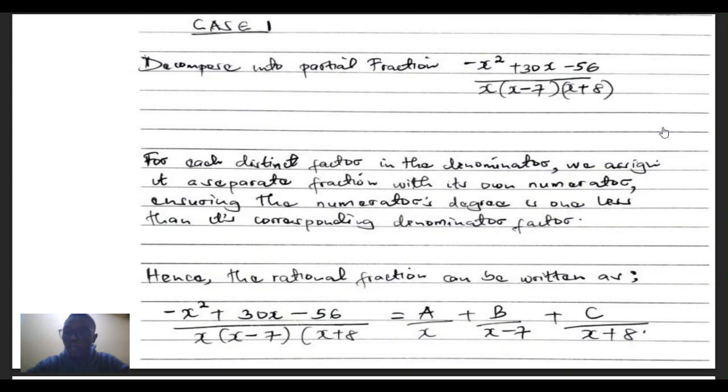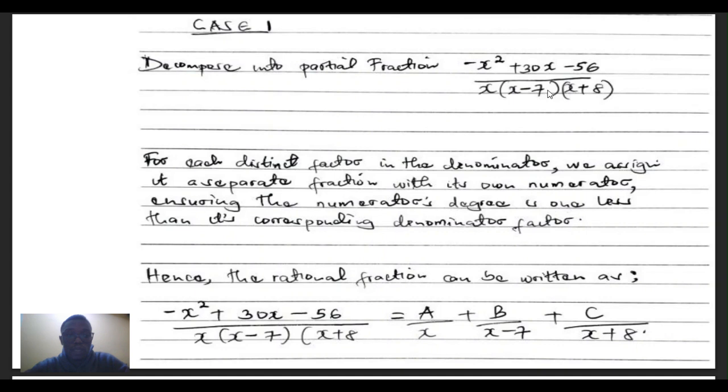the denominator is made up of a product of two distinct linear factors. So in our case here, our equation is negative x squared plus 30x minus 56 over x(x minus 7)(x plus 8). That's our equation. The next step is to set up the decomposition.